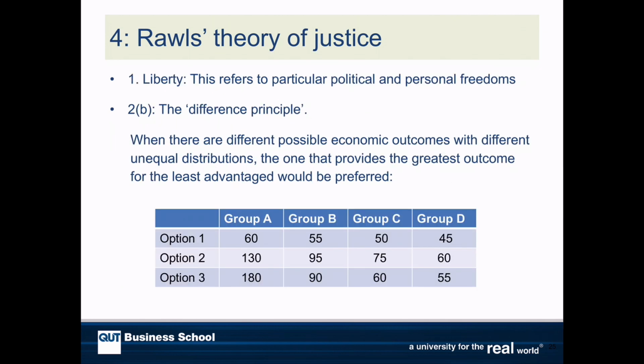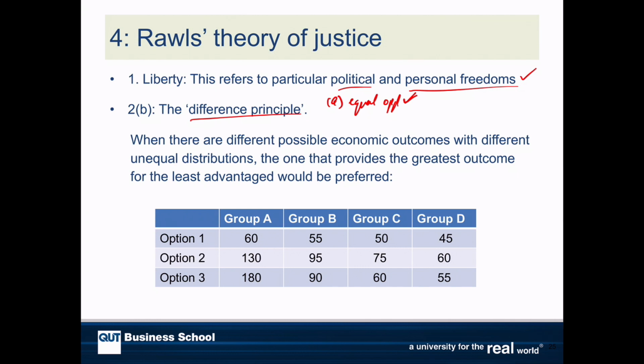So I think liberty, having personal and political freedoms, is fairly self-explanatory why people would agree to it. I think also 2A, the idea of equal opportunity, is pretty clear to people. That's what you'd want to agree with if you didn't know where you were going to end up. But the difference principle is one that can be difficult for people to grasp.